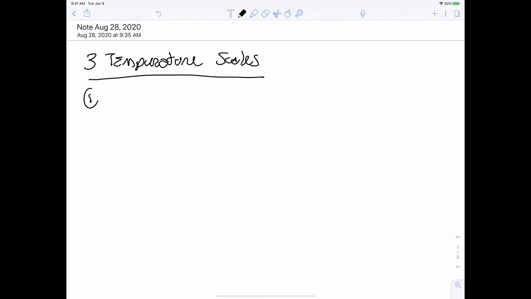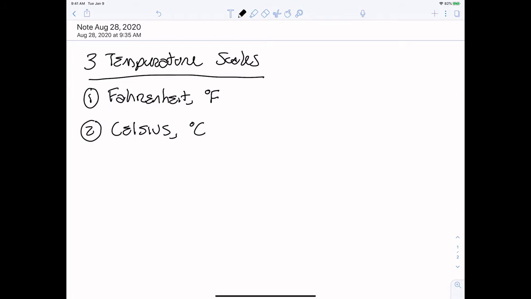Our first one, Fahrenheit, which is a difficult word to spell. So degrees F. Our second one, Celsius, degree sign, and then a capital C. And then our third one, Kelvin. And if you remember from the first video this week, this one we don't actually put the degree symbol, so just a capital K. So degrees F, degrees C, and then a capital K without the degree symbol. Remember, Kelvin is our SI unit for temperature.